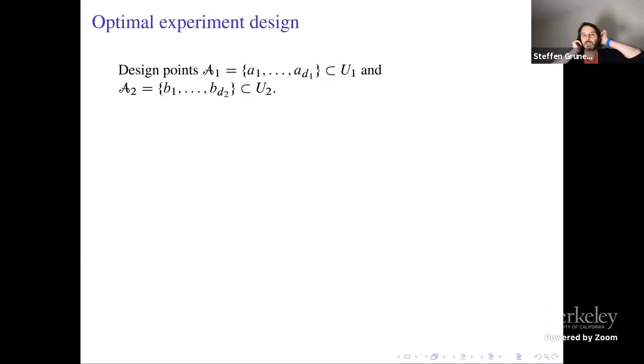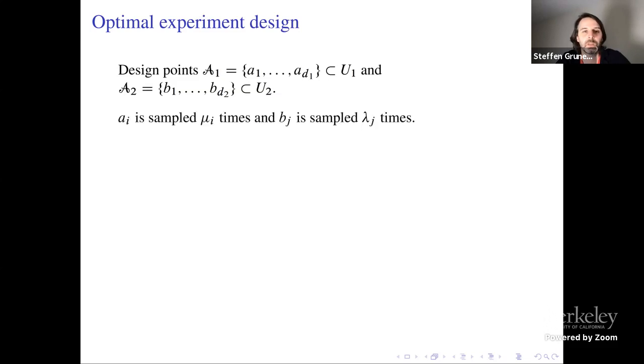So I wanted to, in one slide, quickly say something about optimal experiment design, which is kind of the topic here. So my design points, I will use finite design points. In A1, I have little a1 to little a d1, from which I can choose. In A2, I have b1 to b d2. So I will keep this notation for the remaining slides. I can sample points ai mu i times and sample bj lambda j times. So lambda I use for b, mu I use for a.